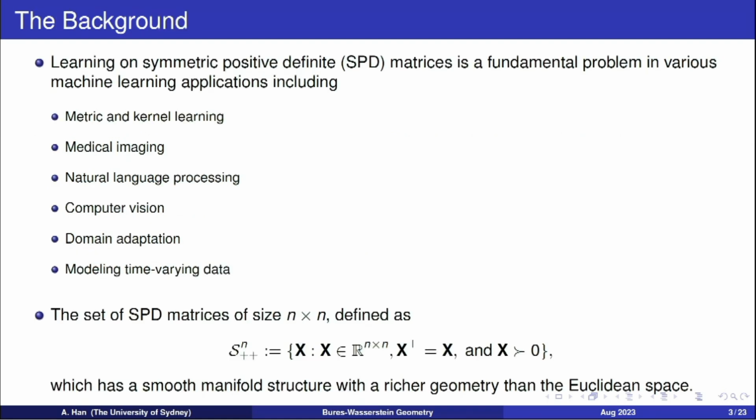Okay. So learning over SPD matrices has many applications in a variety of fields, including metric and kernel learning, medical imaging, in particular diffusion tensor imaging, and natural language processing, computer vision, and also domain adaptation, and so on and so forth. The SPD matrices with the Euclidean inner product can be turned into a Riemannian manifold, but the naive choice of the Euclidean metric can be problematic. For example, it may incur the negative swelling effects when you want to interpolate between several SPD matrices.